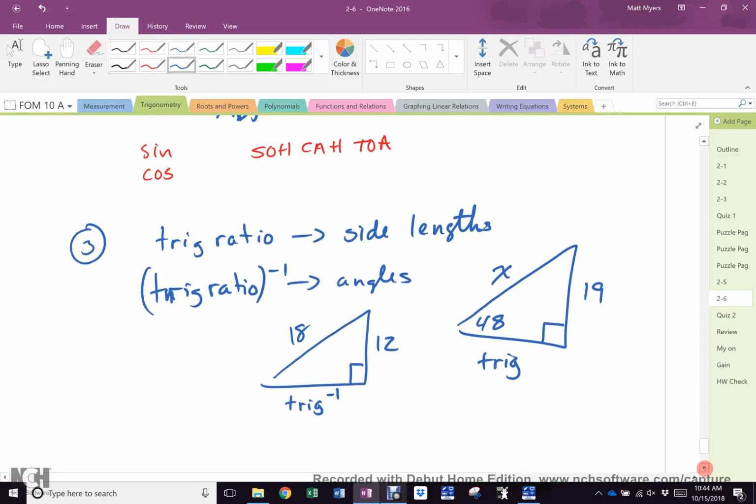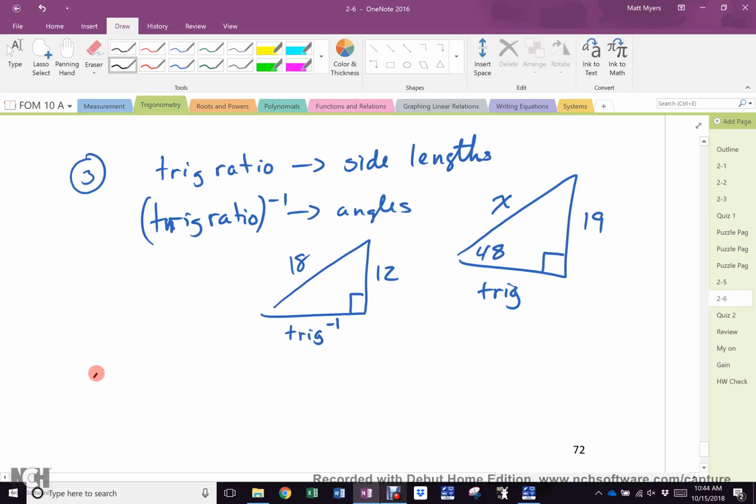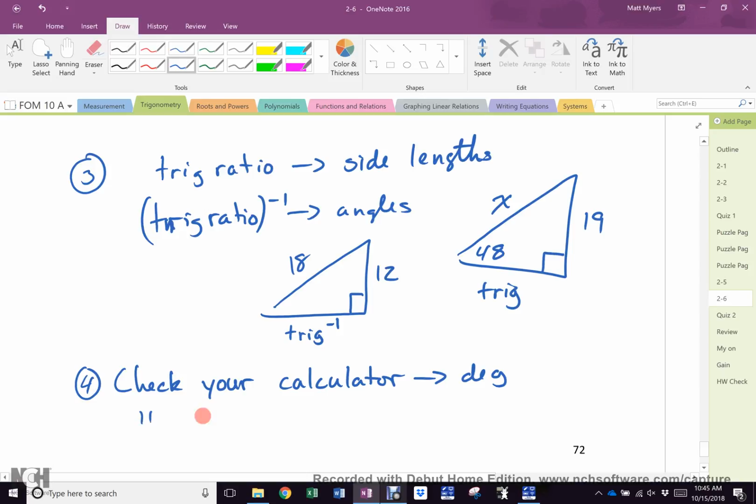And lastly, the last thing that you should remember that always makes me frustrated, and now I can't remember what it was. Oh. Check your calculator for what? Degree mode. Check your work for what? When you hand me in an answer, what should it do? Make sense.